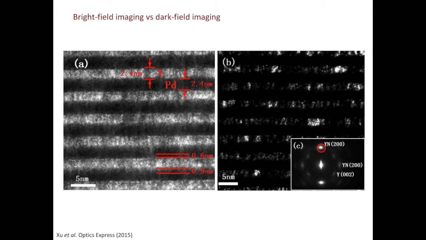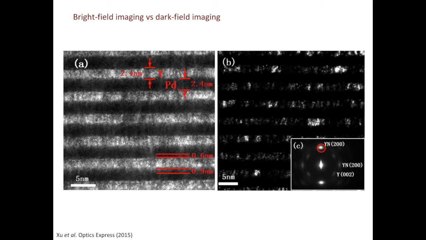I found a good example online. The paper was published by Xu and co-authors in the journal called Optics Express. It is a multi-layer thin film specimen, consisting of yttrium layers and palladium layers. The figure on the left is a standard bright field TEM image. On the right is a dark field image. What the authors did was they selected the yttrium spot in the diffraction pattern to form the image. From the dark field TEM image, you can see the yttrium layers just light up.